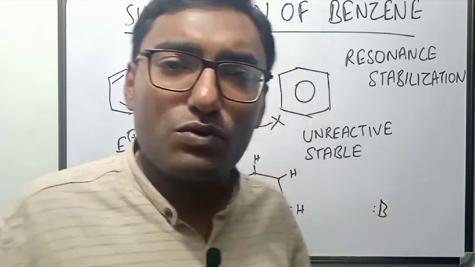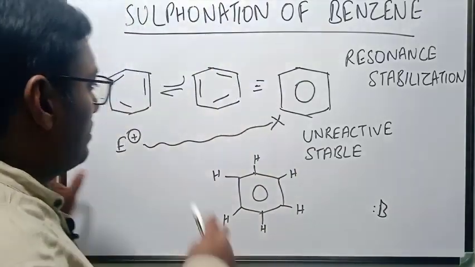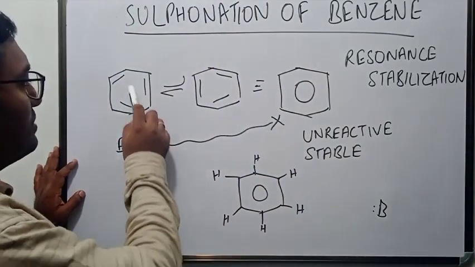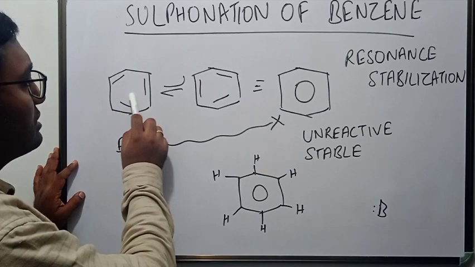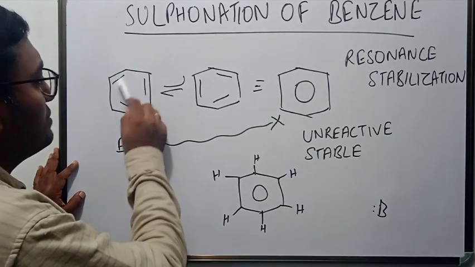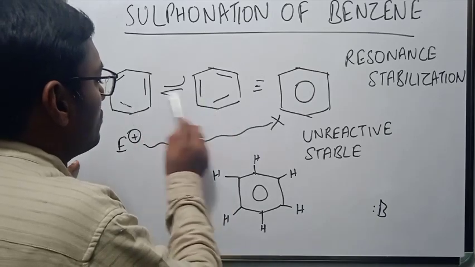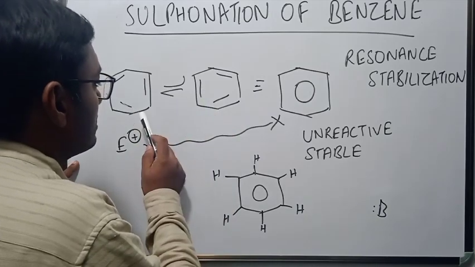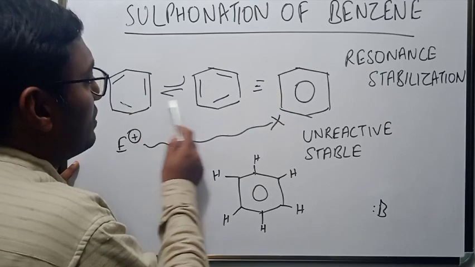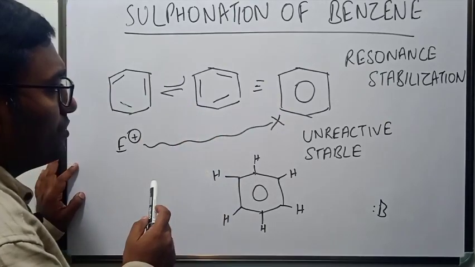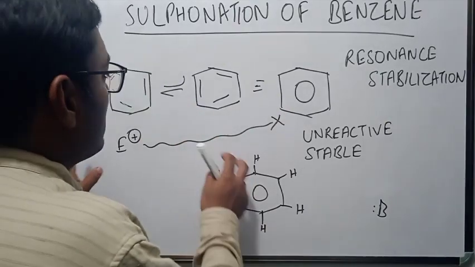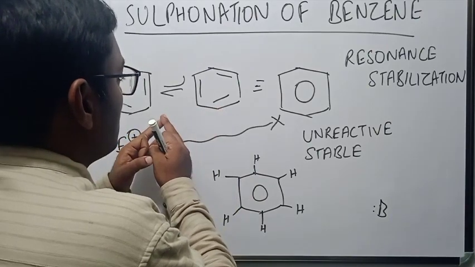For this we have to look at the structure of benzene. So here is the benzene. Benzene has 3 double bonds. It has a total of 6 pi electrons which are in constant dynamic motion. That constant dynamic motion results in two structures, canonical form 1 and canonical form 2. So the actual benzene is a combination of these two structures.